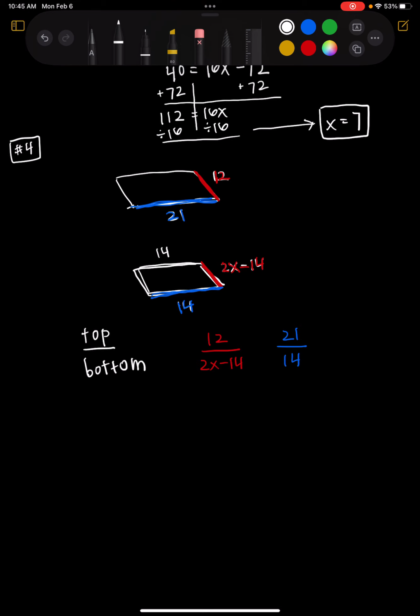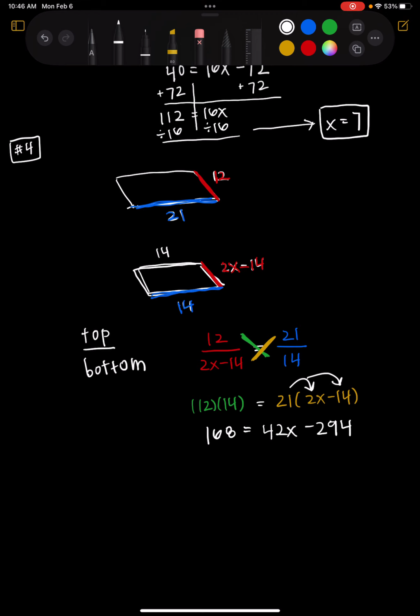Okay, so because they are similar, they told us they're similar, we're going to set these things equal to each other, and then we can cross multiply. When we cross multiply, we're going to have 12 times 14 on one side, and then on the other side, we're going to have 21 times 2x minus 14. We're going to set those things equal to each other and then simplify. So 12 times 14 gives me 168 on the left side, and then we're going to distribute the 21 inside this set of parentheses. We have 21 times 2x gives me 42x, and then 21 times negative 14 would give me negative 294.